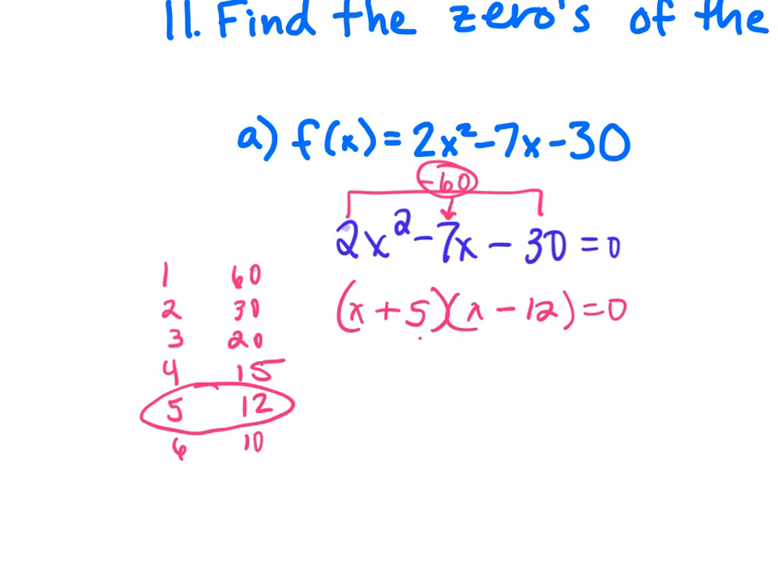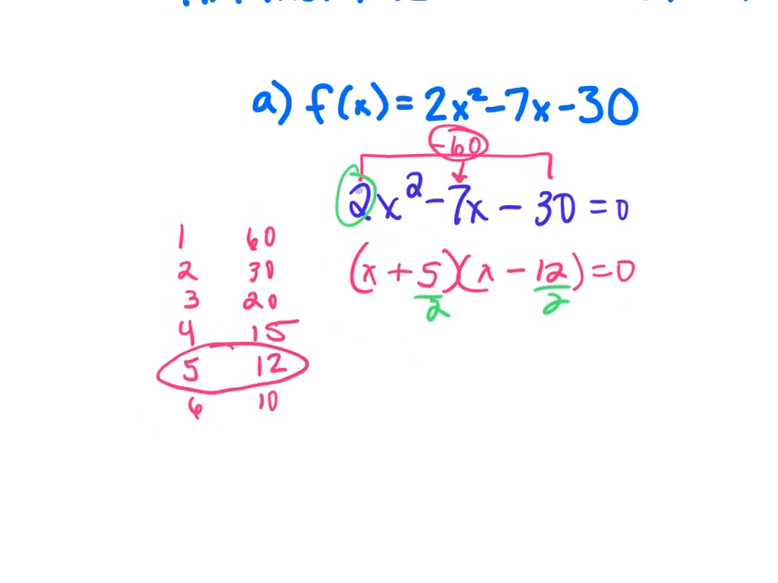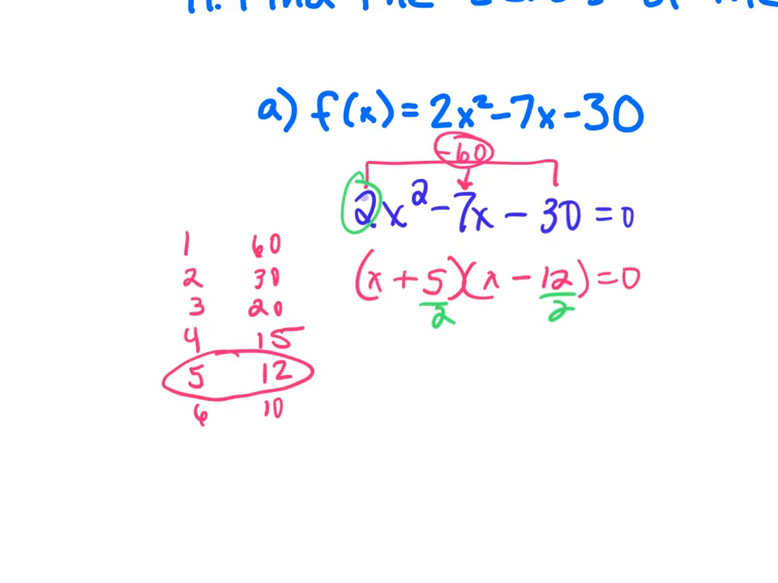And since my A term is not 1, I'm going to divide out what's going on here. I have to use my A term to divide. So I see that 5 divided by 2 doesn't work pretty, so this becomes my coefficient. I have 2x plus 5. 12 divided by 2 is 6. So I'm left with x minus 6 equals 0.